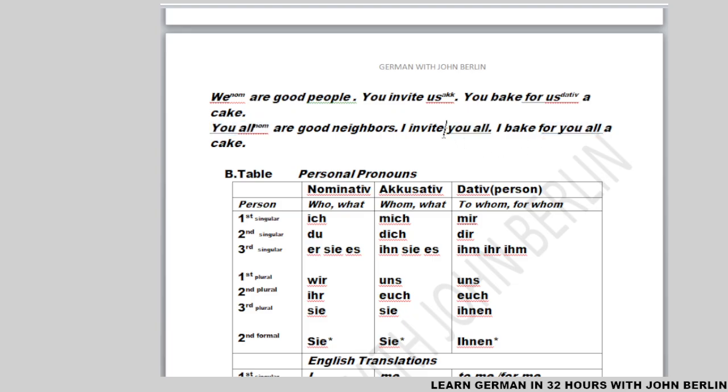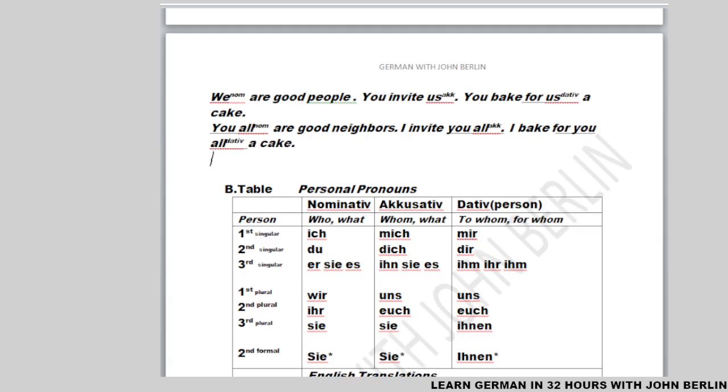I invite you all. Whom do I invite? The answer is you all. In German, I call it euch. So euch is Accusativ. And I bake for you all a cake. The question is, for whom do I bake a cake? The answer is for you all. So in German, we again use euch. Euch can be used both for Accusativ and Dativ, right?